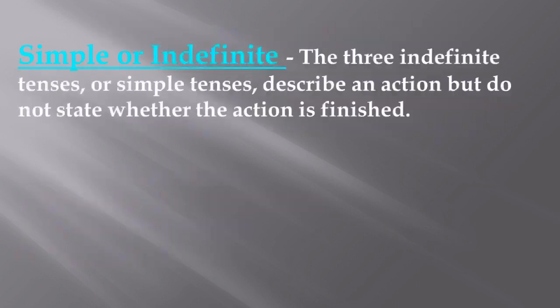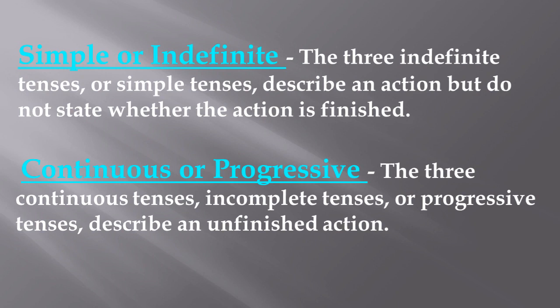Simple or indefinite. The three indefinite tenses are simple present tense or present indefinite, simple past or past indefinite, and simple future or future indefinite. So these indefinite tenses describe an action but do not state whether the action is finished. Continuous or progressive. Respectively there will be three continuous tenses, or we can say progressive tenses, that describe an unfinished action.